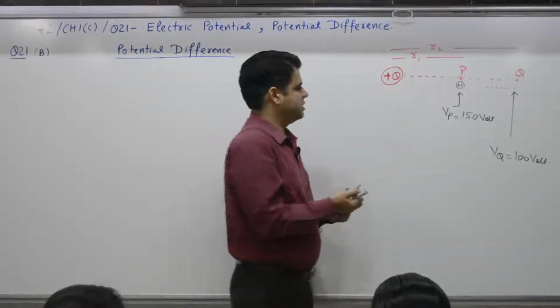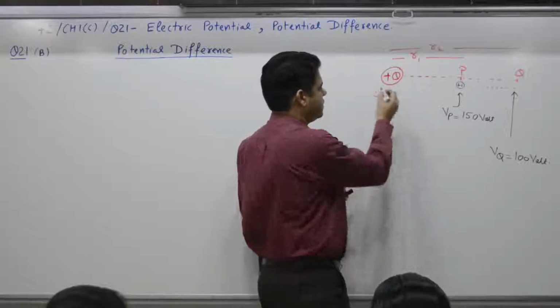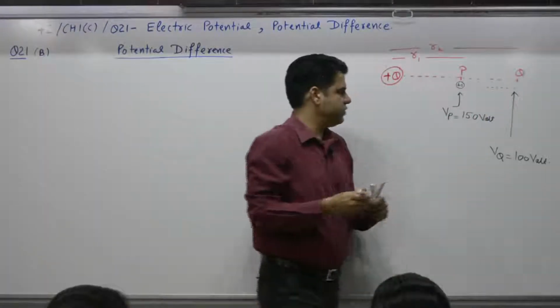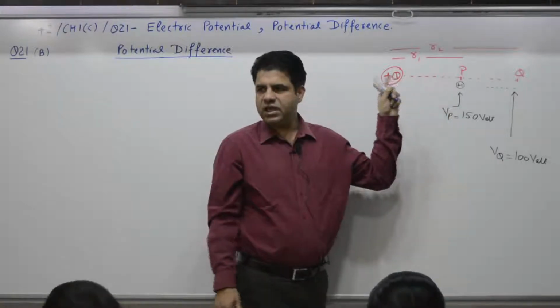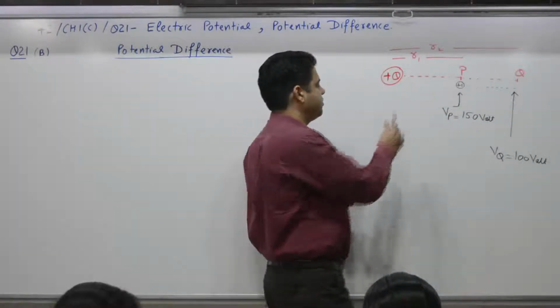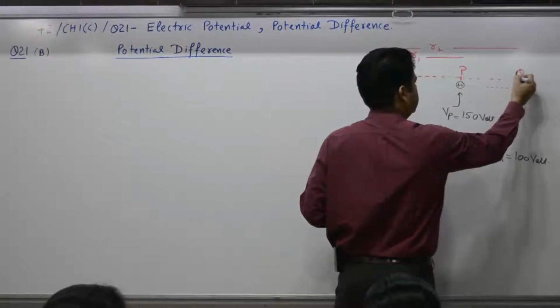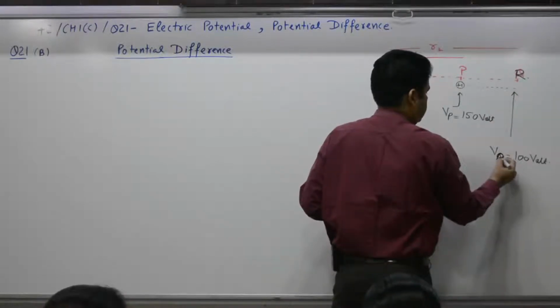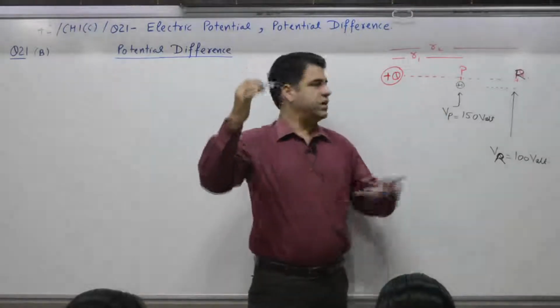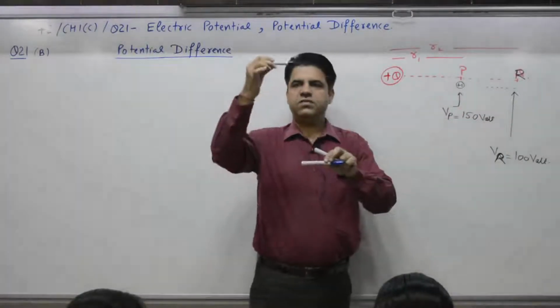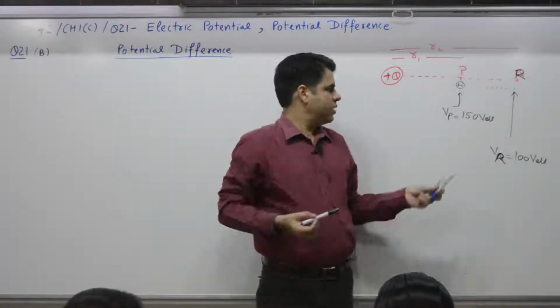Let me mark this: this is the charge, this is the point. That is why you need to understand. We can change this. Is it R? In the notes it is written as R or what? We change it because it's Q, it may lead to some confusion. R. So P is at 150, R is at 100. The difference between the two is 50 units.